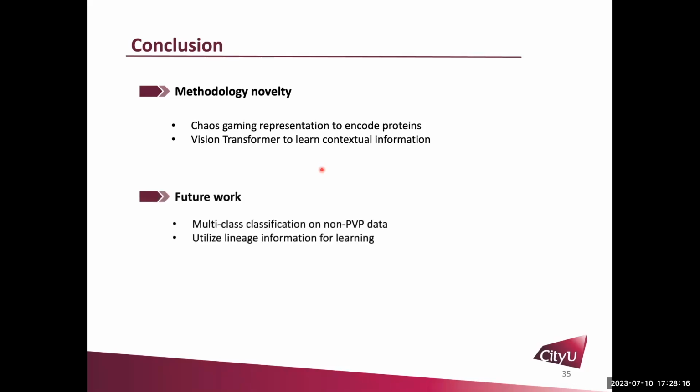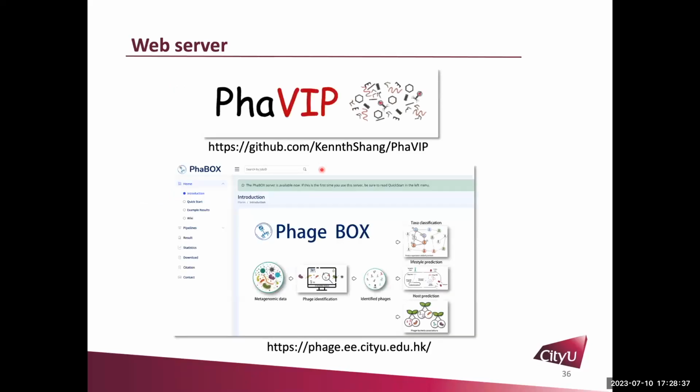In the future, we'd like to extend PhaVIP to the multi-class classification on non-PVP data because of the potential needs. Also, our methods are general solutions and can be adapted to other data or problems not related to phage proteins. Here is the GitHub of PhaVIP, and we also provide a web server, PhageBox, for phage sequence analysts.